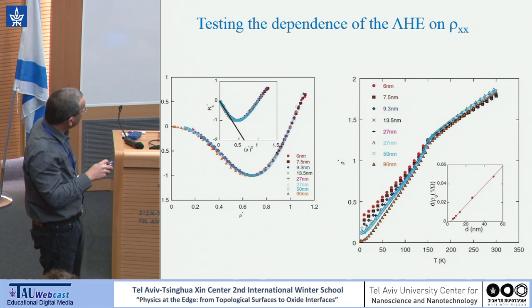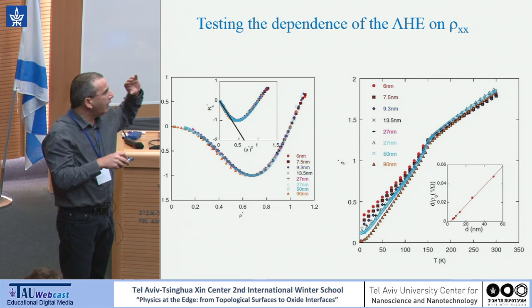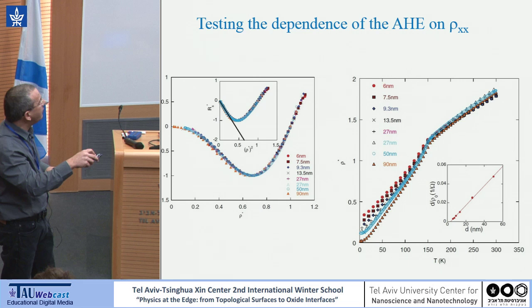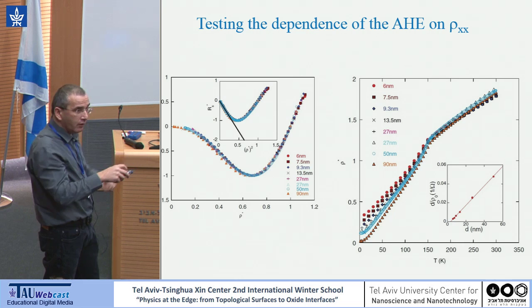To probe this possibility, we assume that we have in all films the same thickness of dead layer. Then we expect a linear dependence between the thickness of the film divided by the resistivity where ρXY vanishes, as a function of film thickness. And you see this linear dependence. So indeed, the idea that we have a dead layer is successful here.